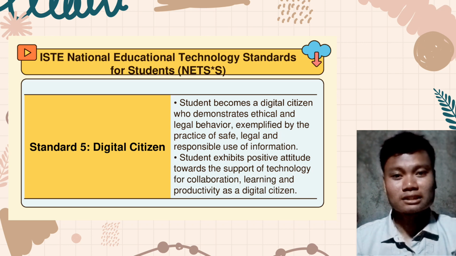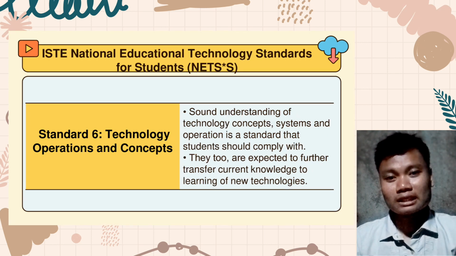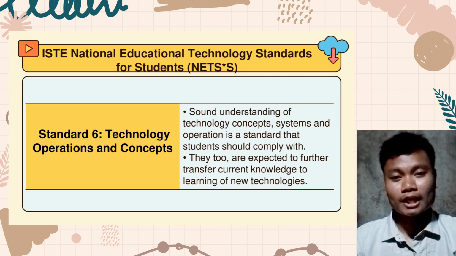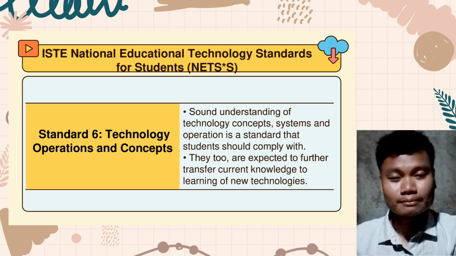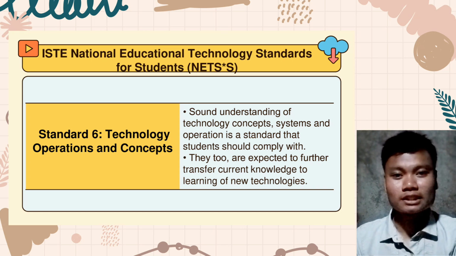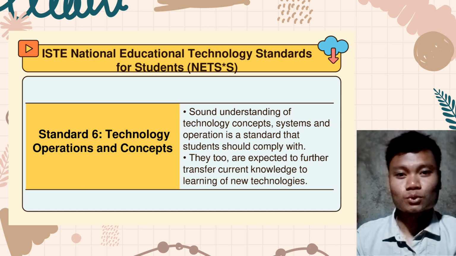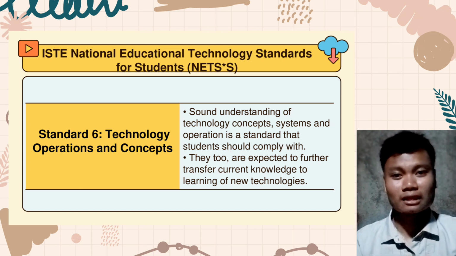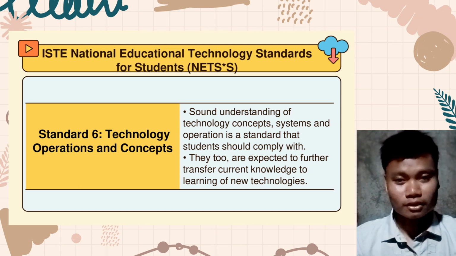We are now in standard 6, technology operations and concepts. A sound understanding of technology concepts, systems, and operations is a standard that the students should comply with. They are expected to further transfer their current knowledge to learning with new technologies.